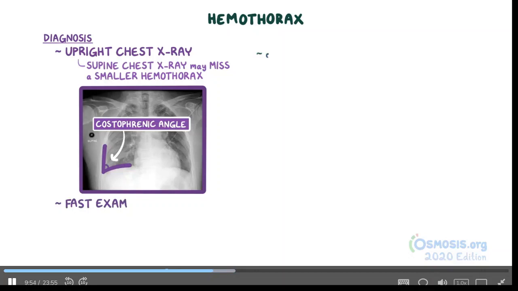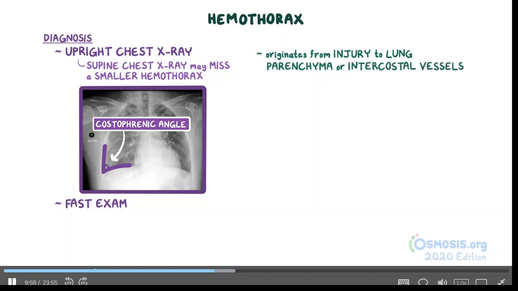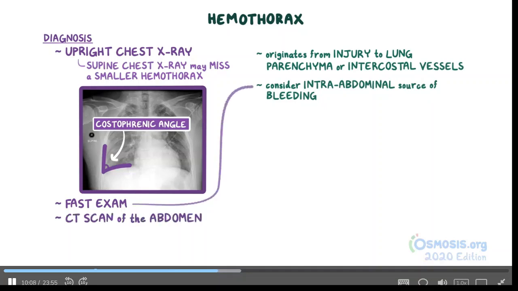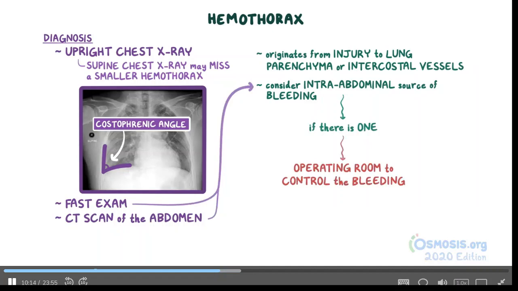Although a hemothorax usually originates from injury to the lung parenchyma or the intercostal vessels, it's important to consider an intra-abdominal source of bleeding that may have leaked through an injured diaphragm. The FAST exam or a CT scan of the abdomen can usually detect an intra-abdominal source, and if there is one, then the individual is taken to the operating room to control the bleeding.